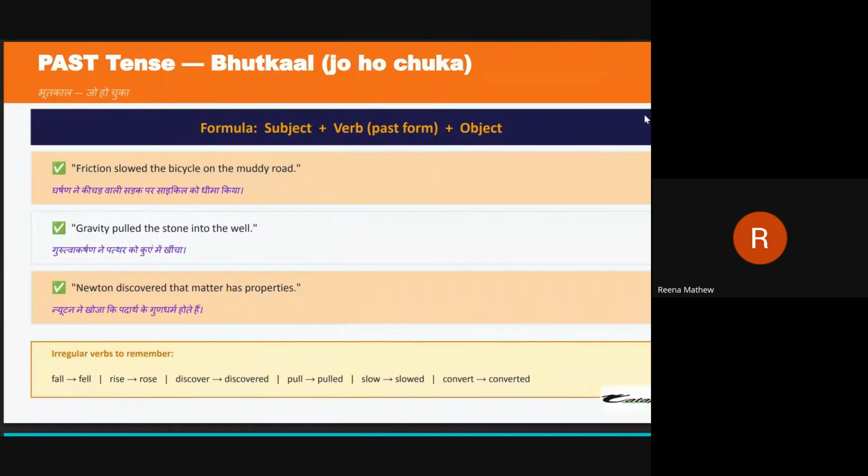Okay, bhutkaal. Okay, so the friction slowed the bicycle on the muddy road. Gravity pulled the stone into the wall. Newton discovered that matter has properties. So look at all these sentences after the subject. In the first sentence, the subject is friction. Then the past form of the verb came, that is slowed. Slow's past tense is slowed. And then the object. Gravity pulled the stone. Newton discovered that matter has properties.